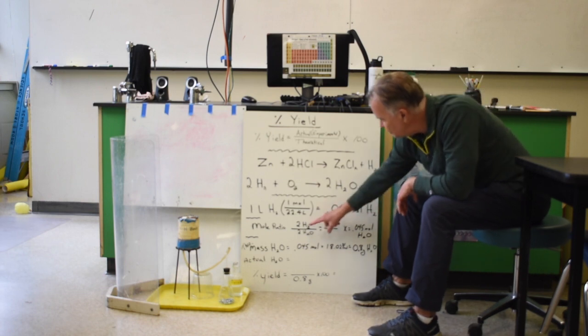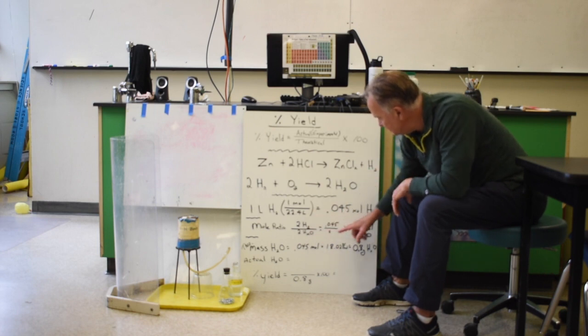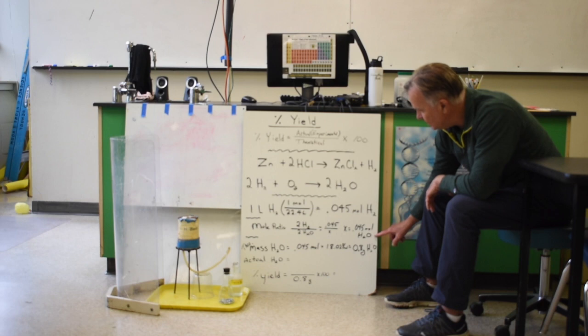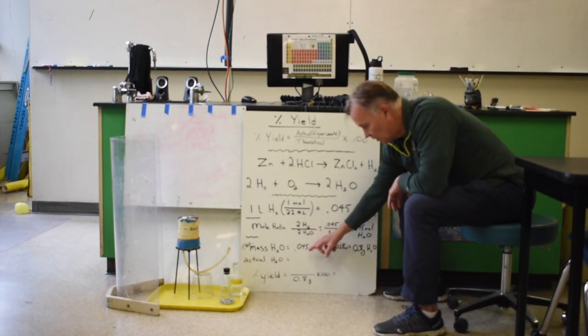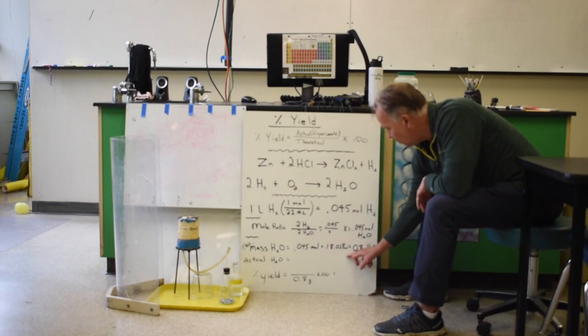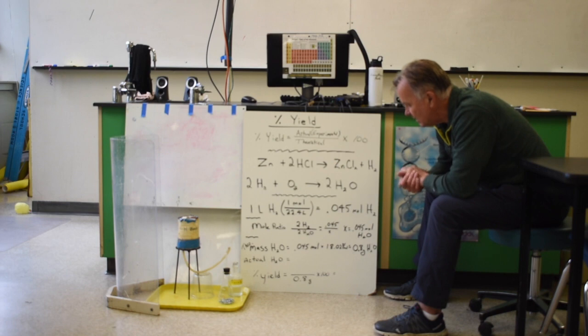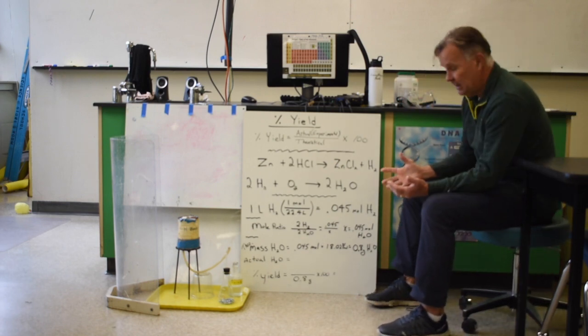Okay? The mole ratio of hydrogen to water is 2 to 2, or 1 to 1. So I should get 0.045 moles of water. Okay, so my theoretical amount of water I should get would be 0.045 times the molar mass of water, which is 18.02. So I should get 0.8 grams of H2O out of this whole thing. Okay, so that is my theoretical.